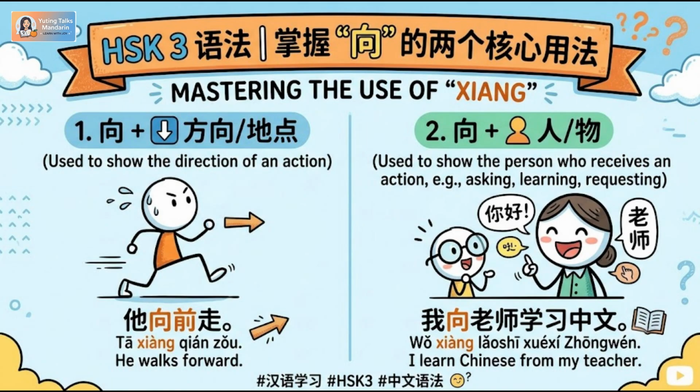Have you ever seen the Chinese word xiàng and wondered, does it mean direction? Does it mean to someone? Why do Chinese people use it in different situations? Today, we're going to learn the two most common uses of xiàng with simple explanations and real-life examples. By the end of this lesson, you'll be able to understand the difference between direction and action towards a person.